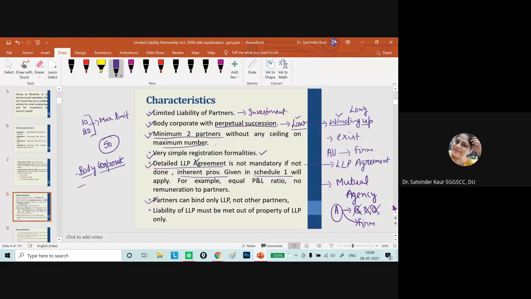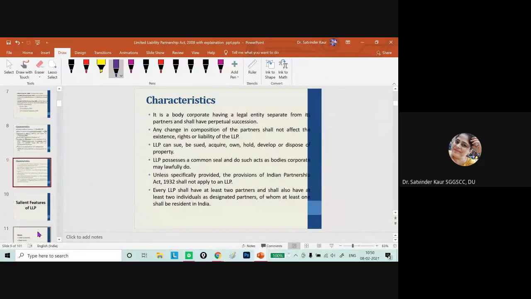So in case a person is entering into a contract, if he incurs any kind of personal unlimited liability, it cannot bind the other partners. In this case, only the firm, or the assets of the firm, will be bound by that. So this is an important feature of the LLP organization.